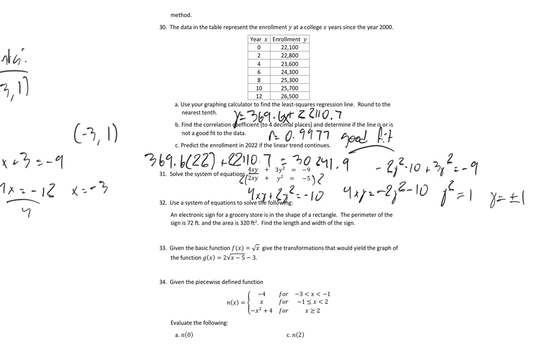Now let's plug in -1 and see what happens. So it will be 4 times x times -1, so -4x, plus 3y squared, well, y is -1, so y squared is 1, so that's +3. Equals -9. Okay, and so then what does this equal? Well, let's take the 3 over, so we have -4x equals -12, divided by -4, and we have x equals 3. Okay, so if y is -1, then x is 3.